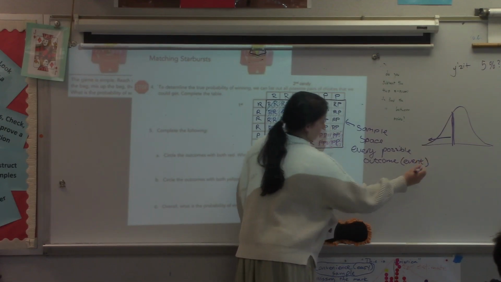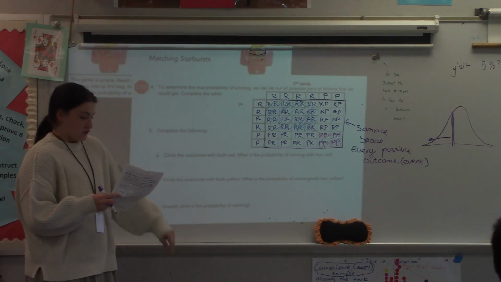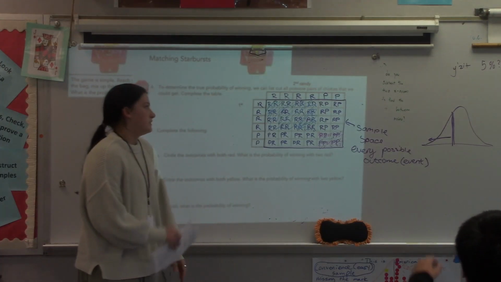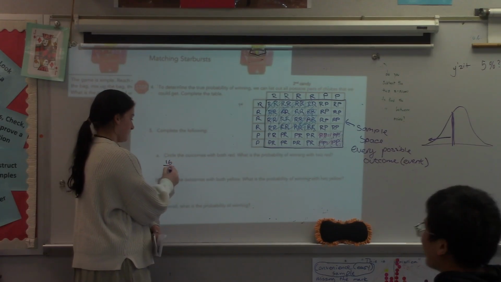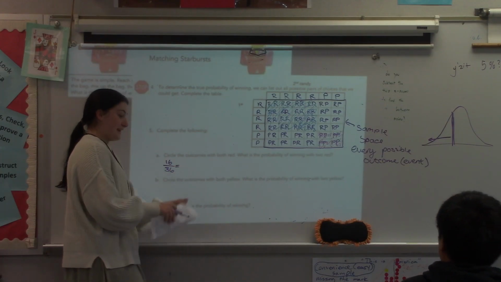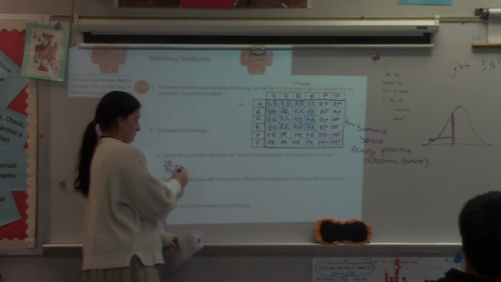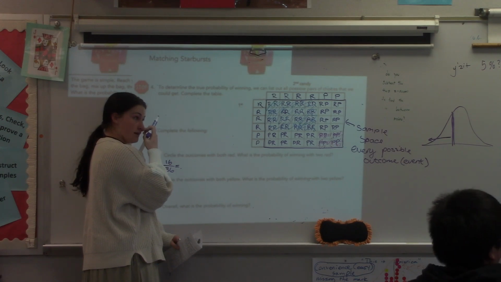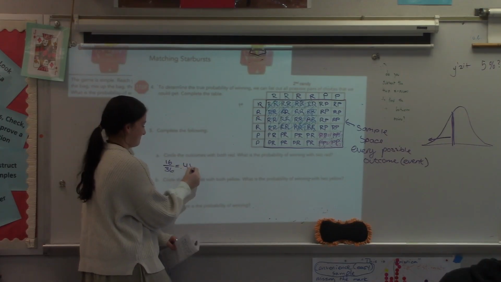Alright, so circle the outcomes with both red. What is the probability of winning with 2 red? 16 out of 36. Okay, it doesn't matter who said it when. We said it. Perfect. We got the idea. Alright, what is that? What's the decimal? Do we have calculators? That's not bad.